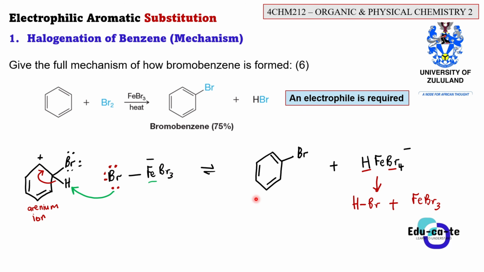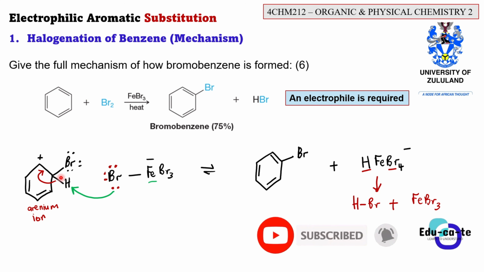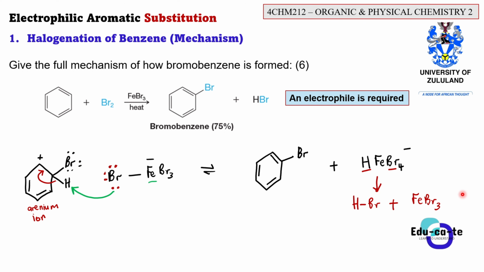So this is the final product, which is bromobenzene. Look at how beautiful this is. At the end of electrophilic aromatic substitution, the benzene ring will remain aromatic. The benzene ring will still have the same double bonds the way they were. It will still be fully conjugated. But what is the difference here? The difference is just that we have substituted. Here we had a hydrogen, but we've taken out the hydrogen and replaced it with Br. So this is the full mechanism of how bromobenzene is formed.